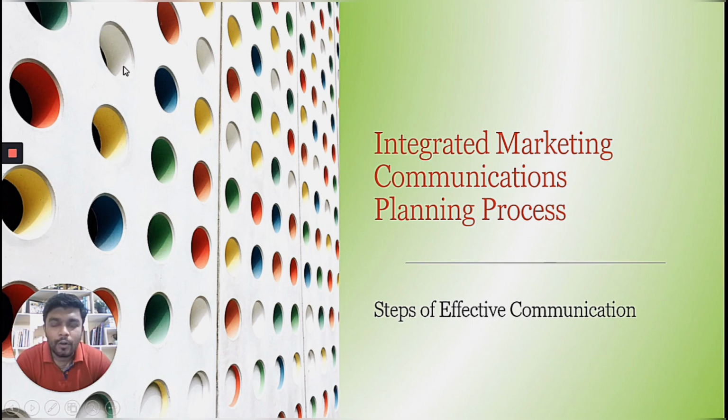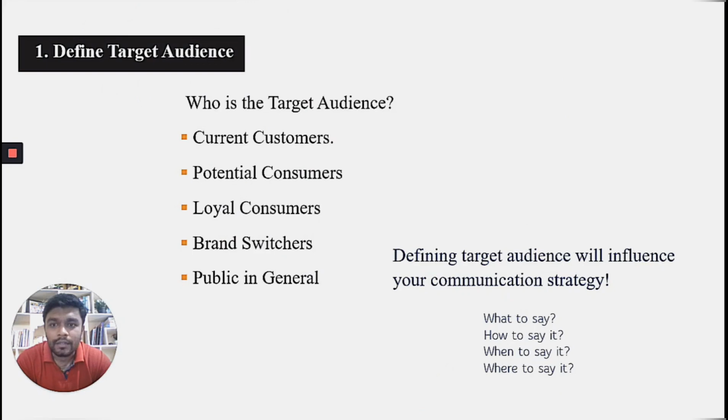In addition to a lot we have discussed about communications so far, in this video I'm going to help you to understand the steps involved in an effective communication. There are basically four steps involved, and the first step is the most important step of all. It is to define who the target audience is. You may decide to target the current customers, the potential consumers, loyal consumers, brand switchers, or the public in general.